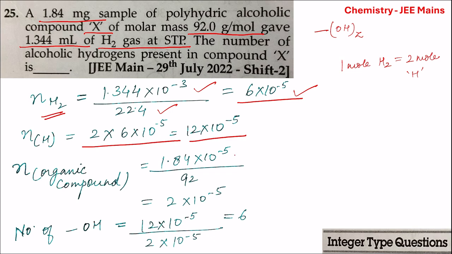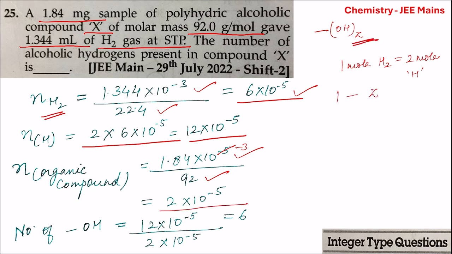Now moles of organic compound. Moles of organic compound will be equal to weight of the organic compound, this will be 10 to the power minus 3, so weight of the organic compound in grams, divided by molecular weight of the organic compound given in the question, that is 92 gram per mole. Solving, number of moles of the organic compound is 2 into 10 to the power minus 5 moles.